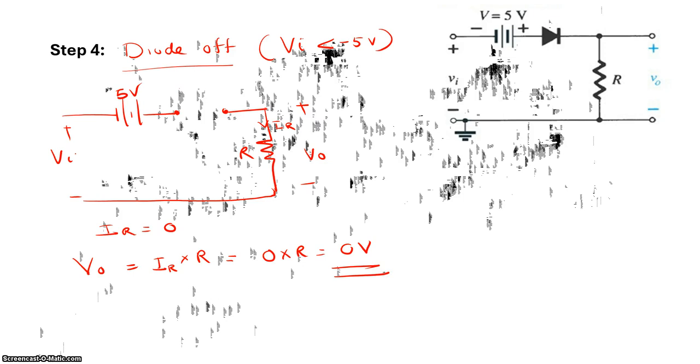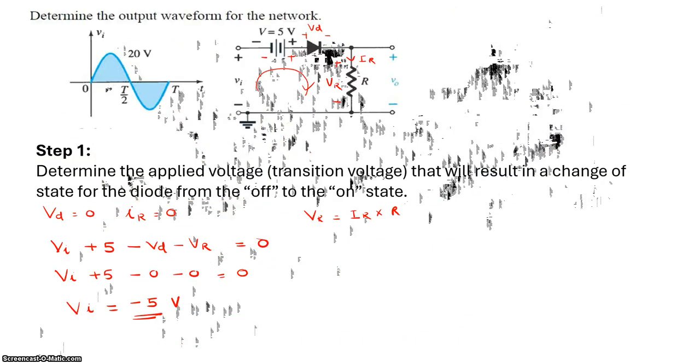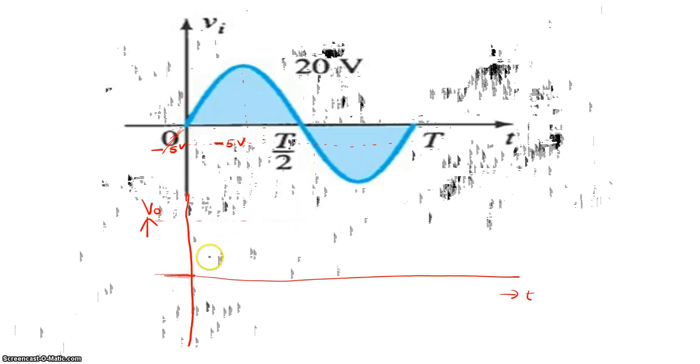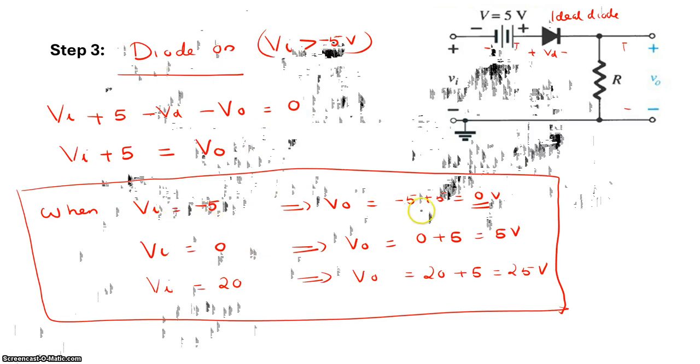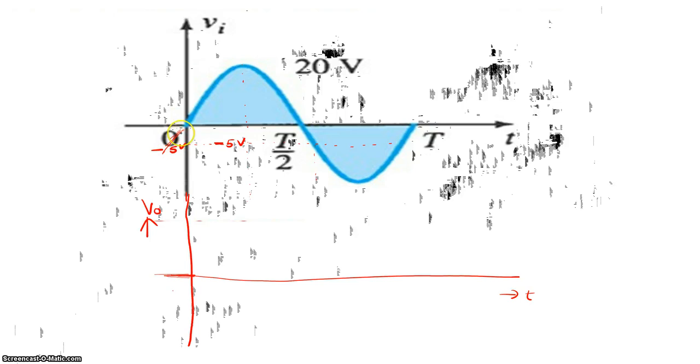So when the diode is off, you will get your output voltage as 0 when the input voltage is less than minus 5. Now we need to plot the output. We already have the input voltage provided here, so corresponding to this input voltage, we will draw the output voltage. For drawing the output voltage, we have written the conditions here. When input is equal to minus 5 volt, your output is supposed to be 0. This is the minus 5 volt of input, and at this point your output is supposed to be 0.